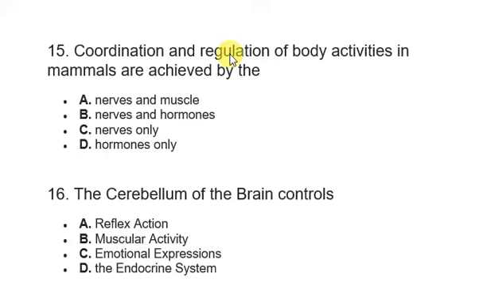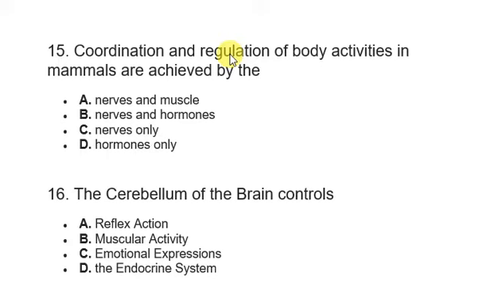Another perfect example is the release of adrenaline from the adrenal gland. Okay, we also have so many more hormones out there that perform the function of internal regulation of the body, and we have a lot of nerves out there that perform the coordination of the body. All right, that's the correct answer for question number 15, option A, nerves and hormones.